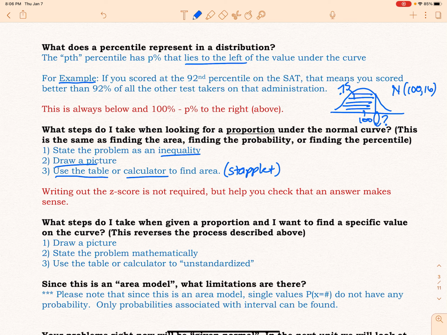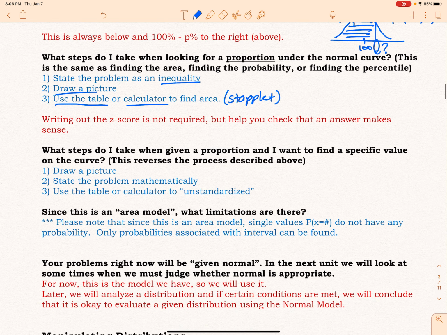We can also use Statplet for now. So I'm also going to show you that. The calculator will actually come later. All right, and then you can also include your z-score. You don't have to include your z-score for these problems, but it can be helpful. And actually, if you're using a table, you will have to use your z-score because you'll have to know how to look it up on the table.